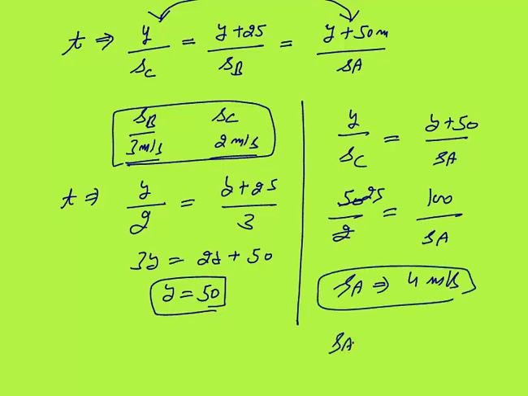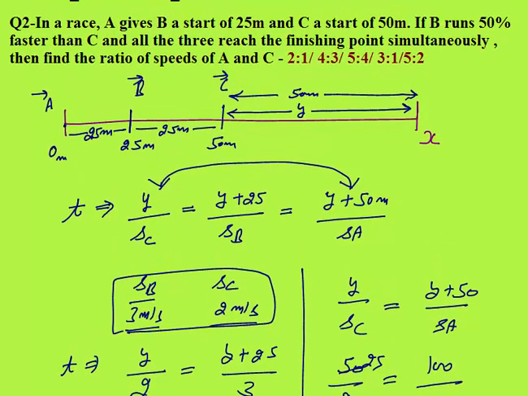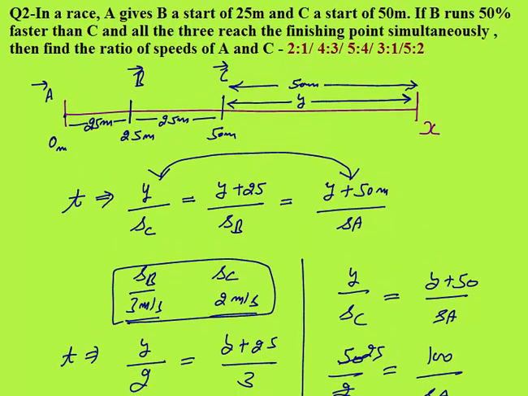What is the ratio of speed of A to C? Ratio of speed is 4 to 2. That is 2 to 1. So the ratio of the speed of A to C is 2 to 1. Again, this question seems to be a bit difficult, but this question again can be solved under a minute in your exam.